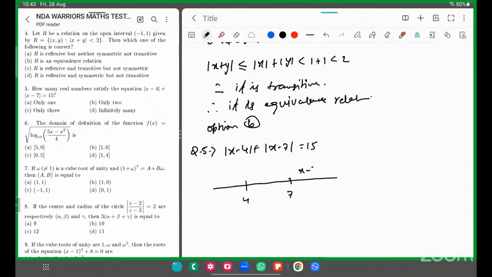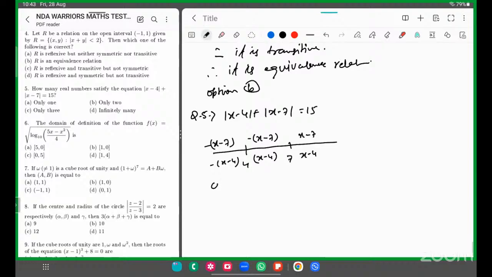Here it will be x minus 7 with positive sign, x minus 4 with positive sign. Then x minus 7 with negative, x minus 4 with positive. Here it will be x minus 7 with negative, and x minus 4 on the left side will be negative. So we have three cases.